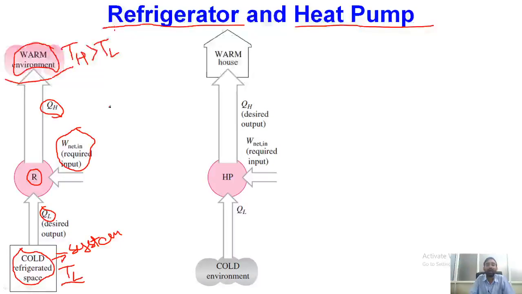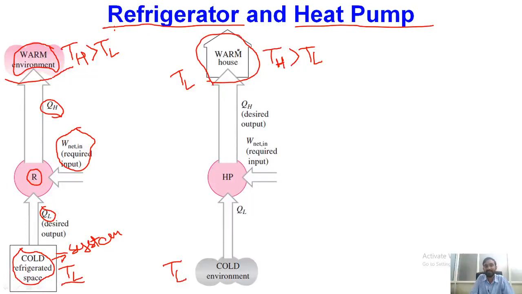Now, if we consider the corresponding heat pump, we want to maintain our system, which I have represented here as a warm house, at temperature TH, higher than the surrounding temperature. Say my cold surrounding has temperature TL. Obviously, through the walls of the house, doors and windows, heat will be leaking into the surroundings.